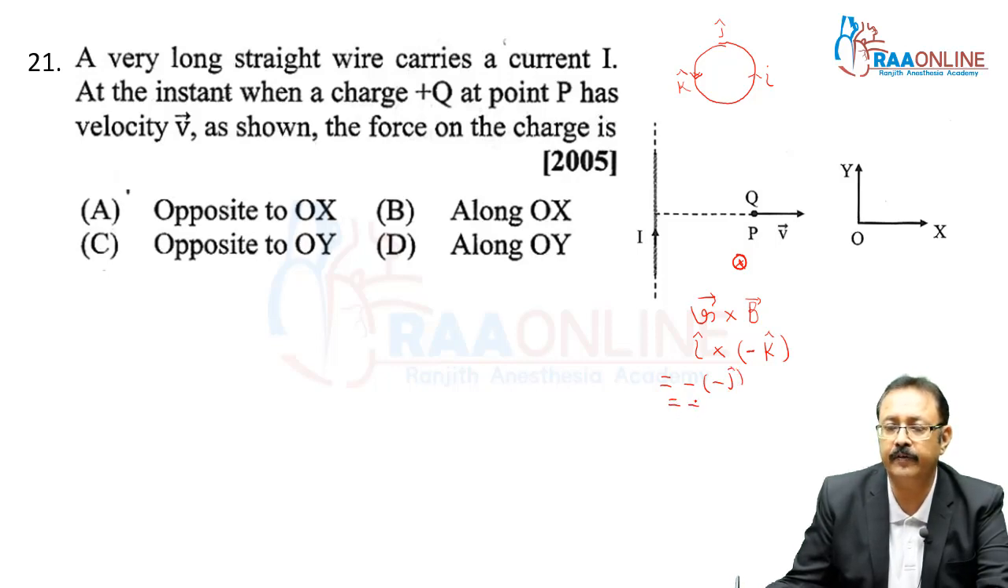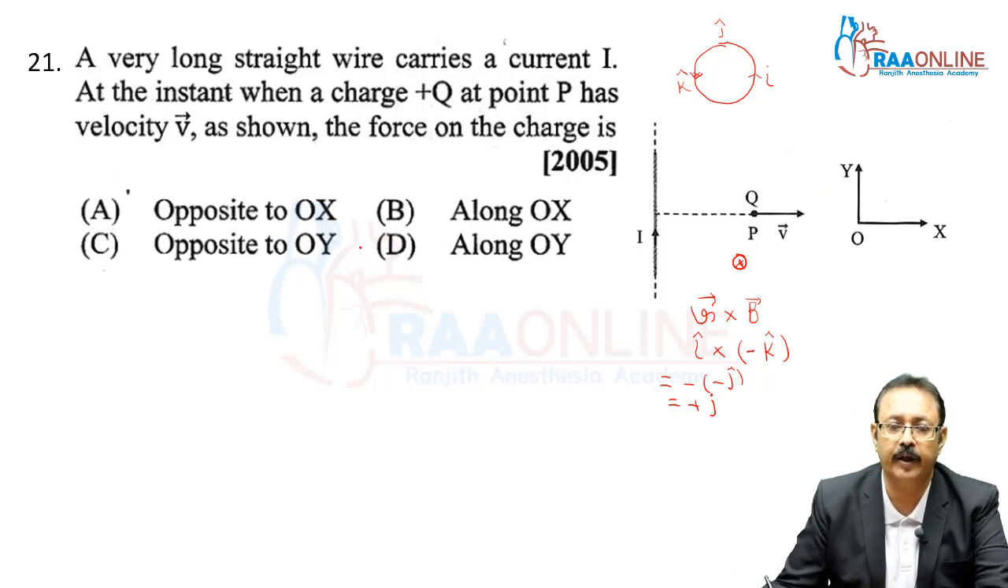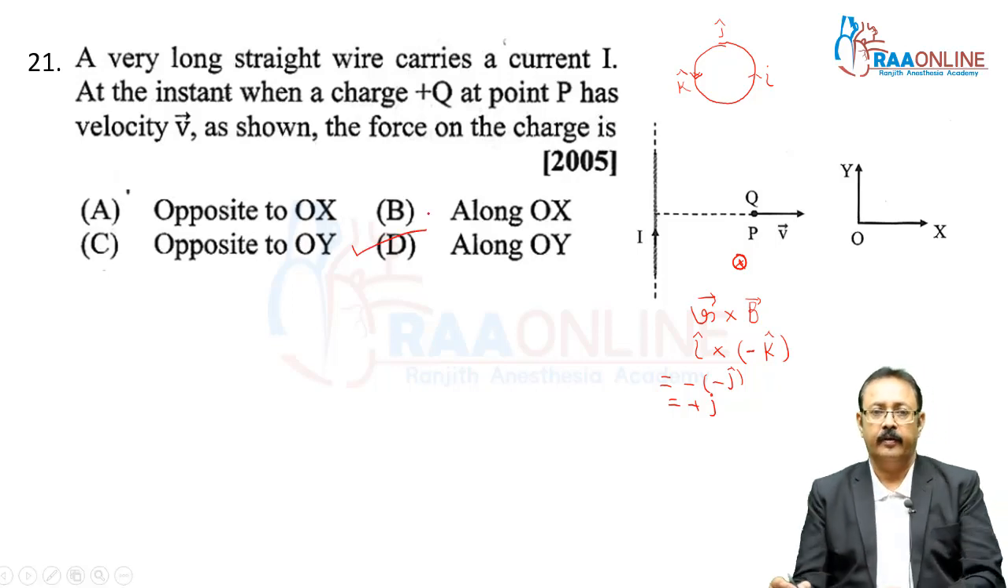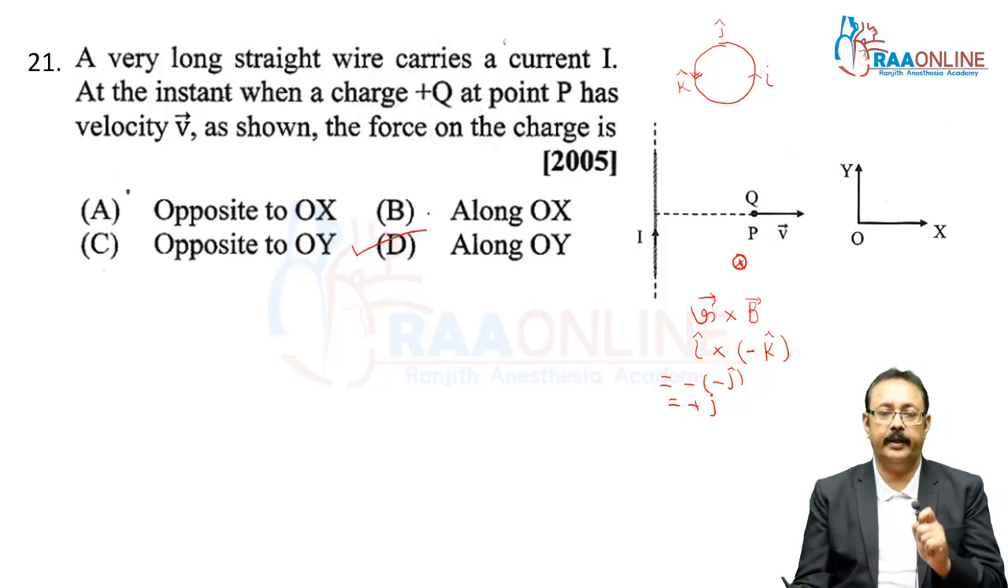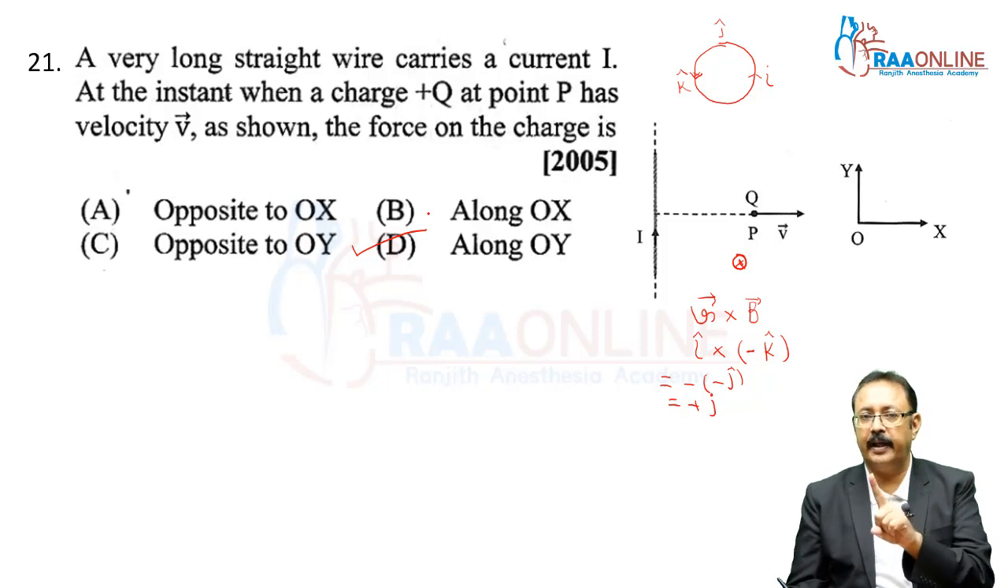So minus of minus j means plus j. So what direction are we getting? Positive direction of the y-axis. So it will move along OY. So we are going with option D. This whole solution was a game of only directions.